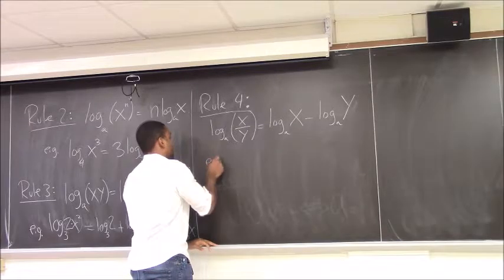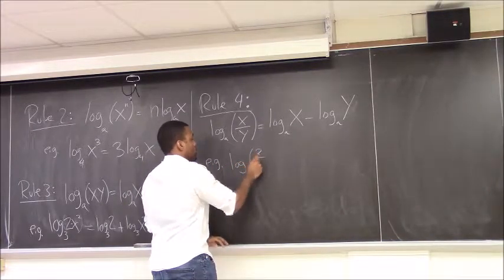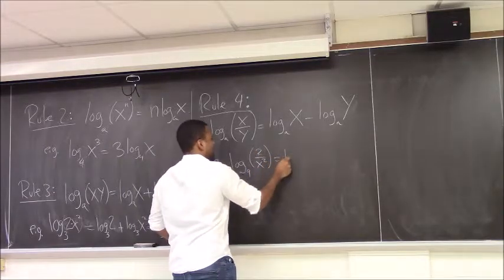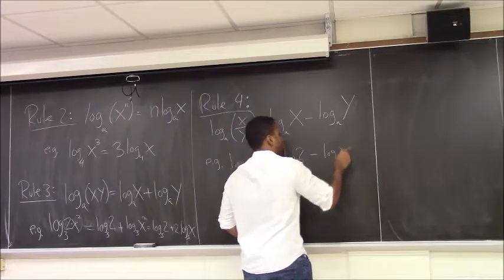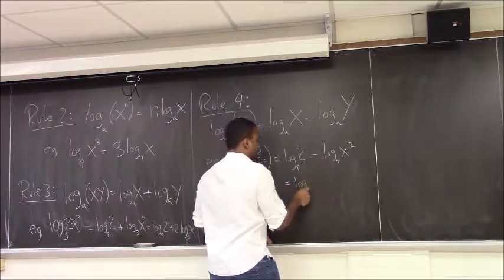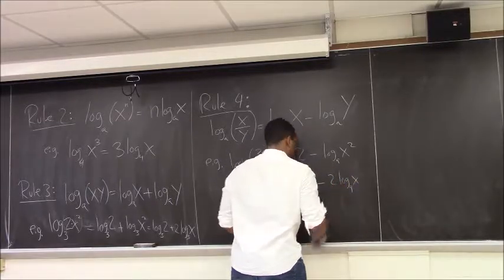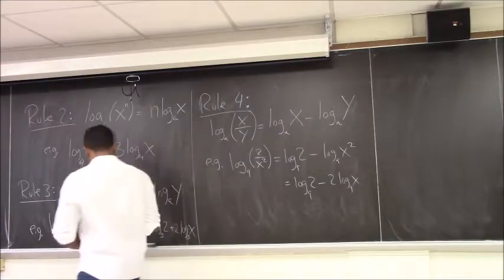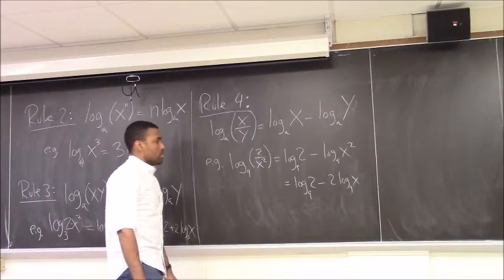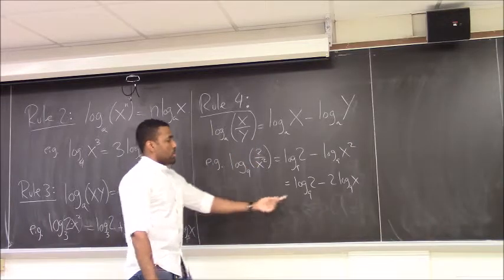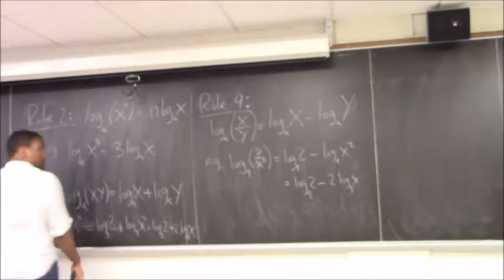So for example, log to the base 9 of 2 over x squared is really log to the base 9 of 2 minus log to the base 9 of x squared. And I can write that as log to the base 9 of 2 minus 2 log to the base 9 of x. Dealing with 2 over x squared might be difficult, but dealing with 2 is not, and dealing with x is not, in certain contexts.